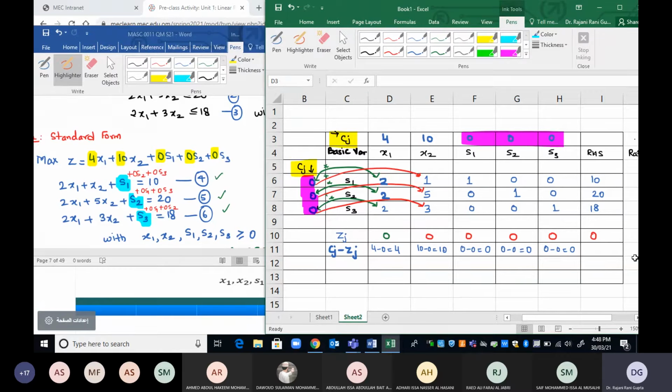Miss, yes? Can you explain again the last step, where you bring the Zj and these last two rows? Okay, no problem. Oh, it erased the numbers also?